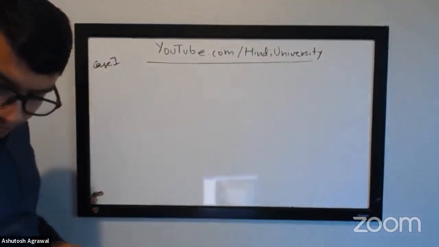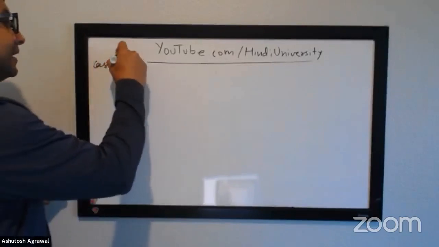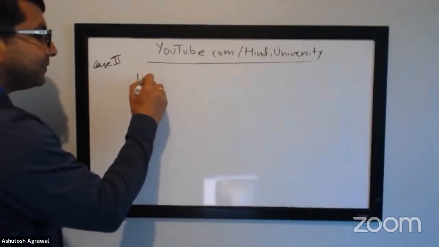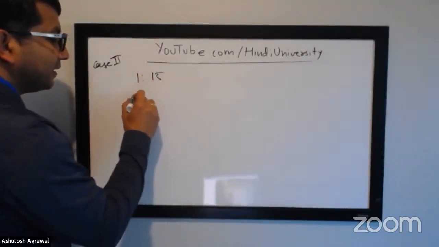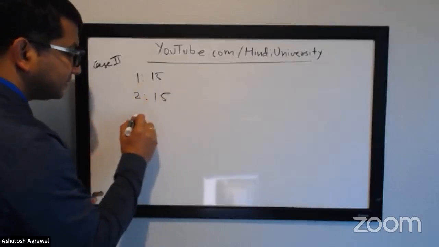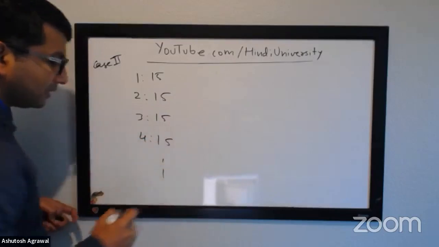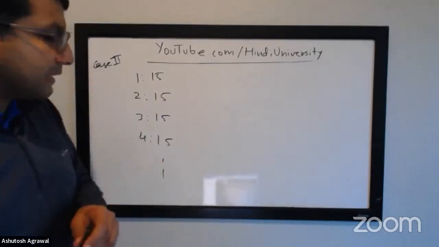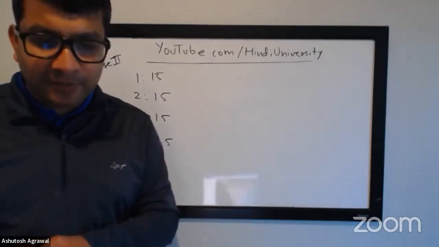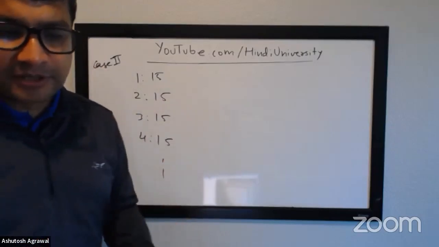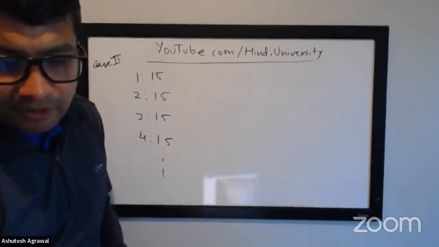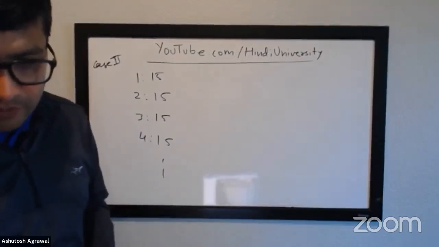So now we'll move on to case number 2, which is the same thing, but let's say the time is 1:15, 2:15, 3:15, 4:15, and so on and so forth. Right now I'm just doing it neutral, regardless of am and pm. If you know this part, just like before, you can put subah ke or sham ke, and that way you don't have to worry about it, right?